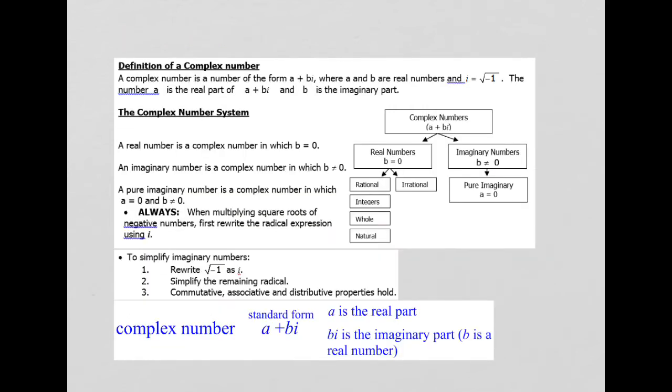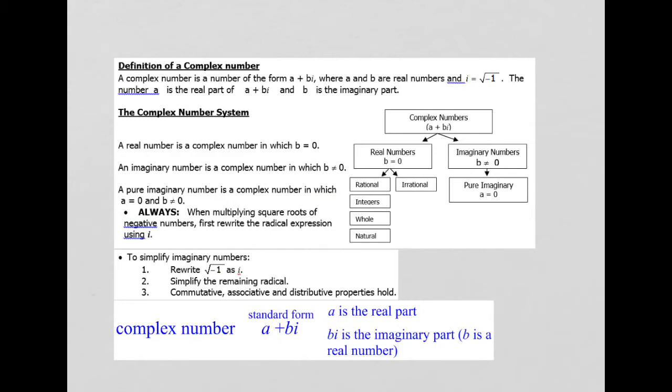A complex number is a number of the form a plus bi, where a and b are real numbers and i is equal to the square root of negative 1. The number a is the real part of a plus bi, and b is the imaginary part. The complex number system, and you can look it over. It's just for your information, you don't need to copy it down.